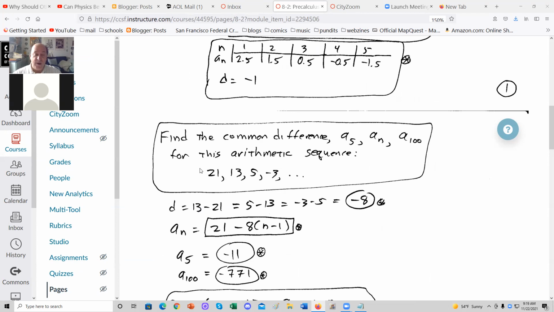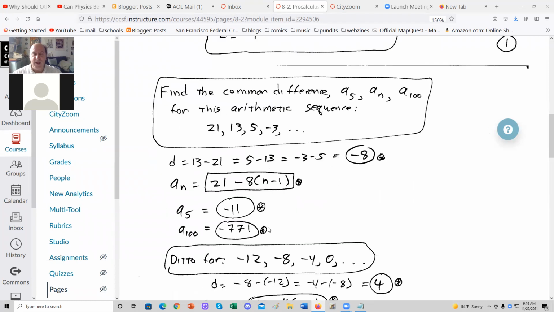First term is 21. So the nth term is first term a1 plus common difference minus 8 times n minus 1. 21 minus 8 times n minus 1. That's the nth term. And by plugging in, a5 is -11, a100 is -771.